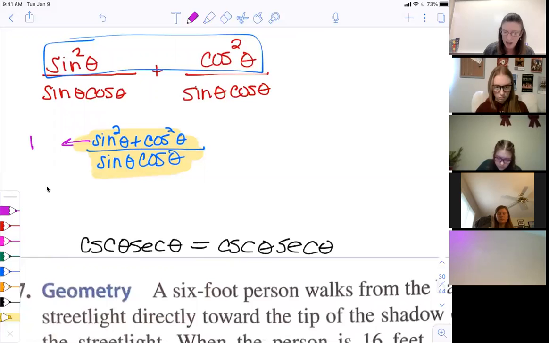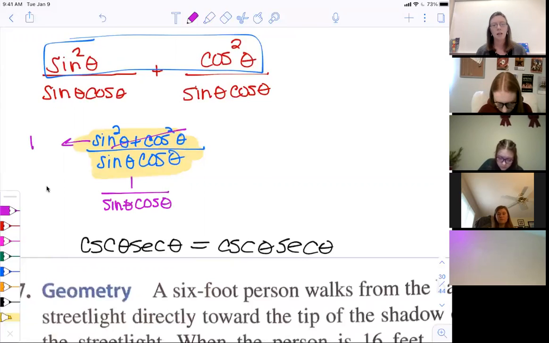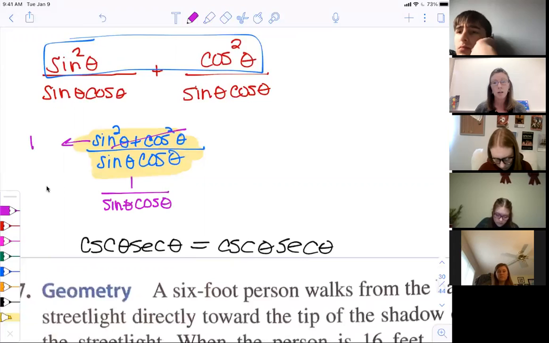Substitution says we can take that out and replace it with what it's equivalent to. So the top becomes 1. The bottom is still sine times cosine. Nice, Daniel. So taking that whole top part out, substitution. If it's equal to something, you can take it out and replace it with whatever it's equal to.